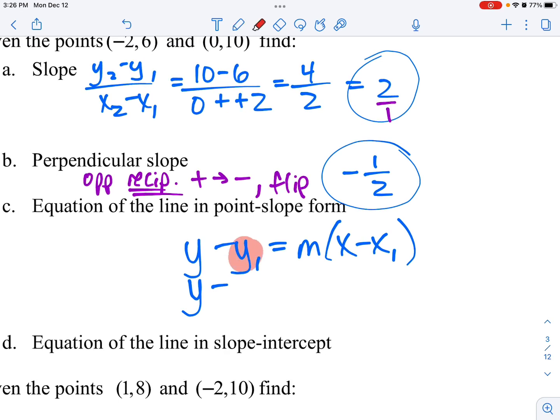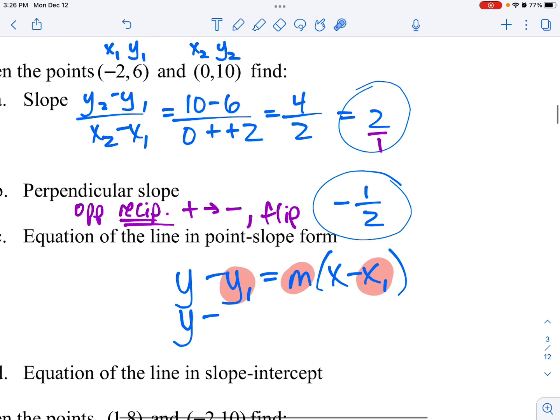I'm substituting this number, and this number. The y1 was up here in the problem. It was 6. That's why I think it's helpful to label. So I'm going to write 6. The slope that I'm going to use is the 2. You can put 2 over 1, or you can just write 2. And then I'm going to write x minus, what was the x value again?